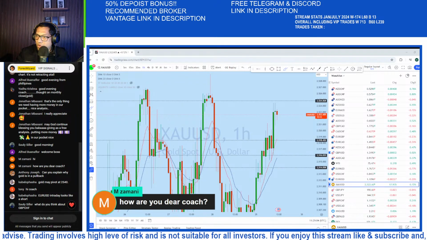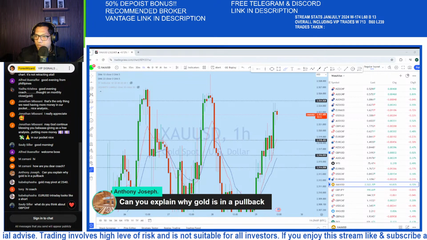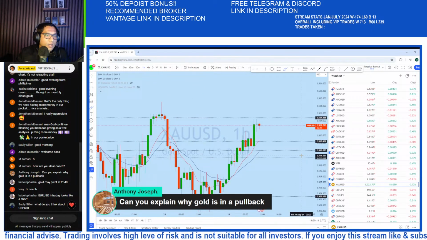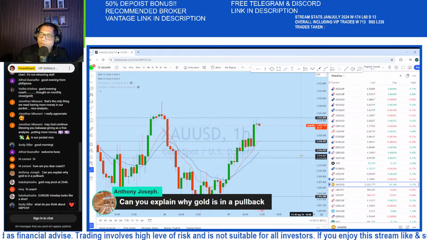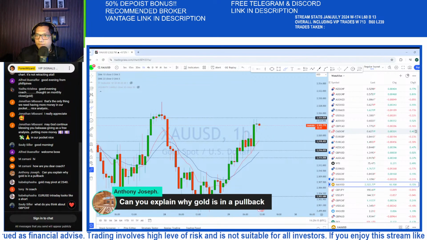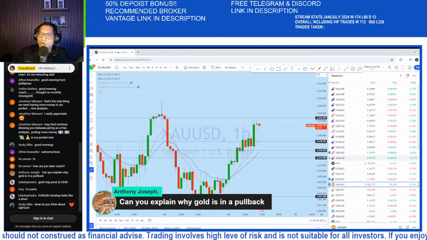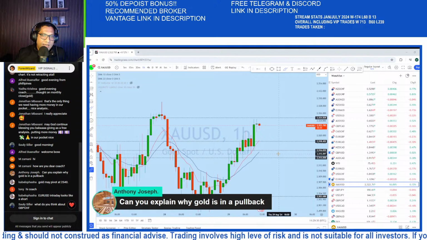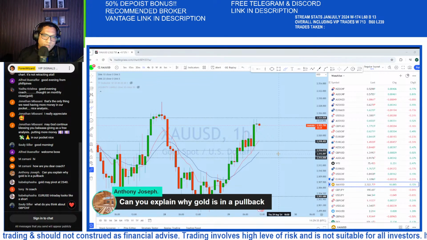Can you explain why gold is in a pullback? Because gold is in a pullback because it needs a pullback. The market never moves in one direction, as you know. So how do you know that a market is in a pullback or in a trend? A pullback is a necessary component of market movement.